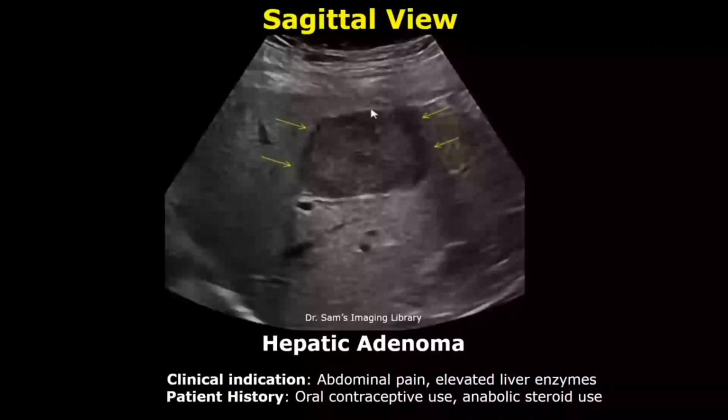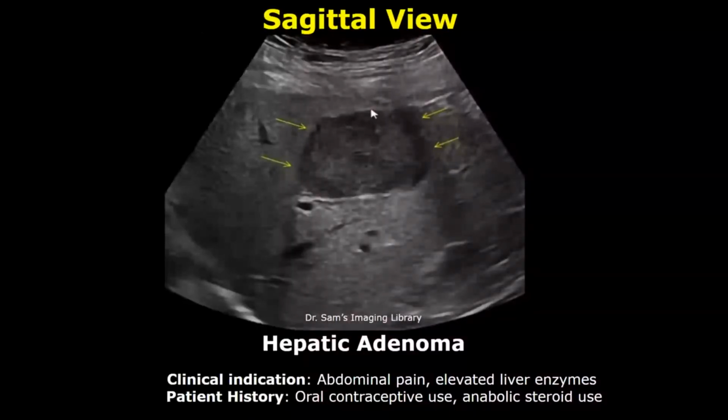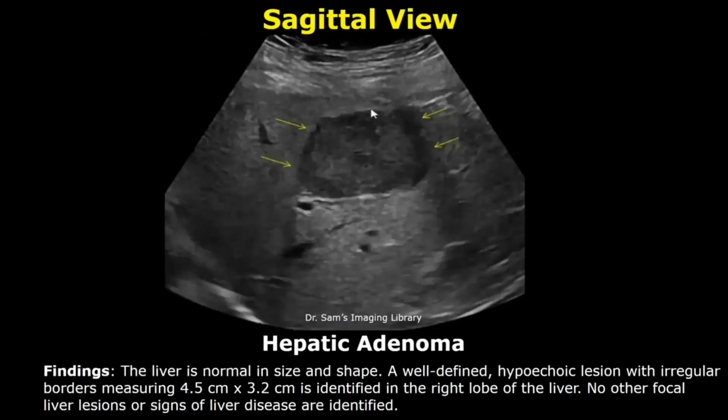For hepatic adenoma, the clinical indication can be abdominal pain and elevated liver enzymes. It is often seen in patients with oral contraceptive use or anabolic steroid use. This tumor also has variable appearances. In this case, a well-defined hypoechoic lesion with irregular borders is seen. You just have to mention these features and write its size and location in the findings.